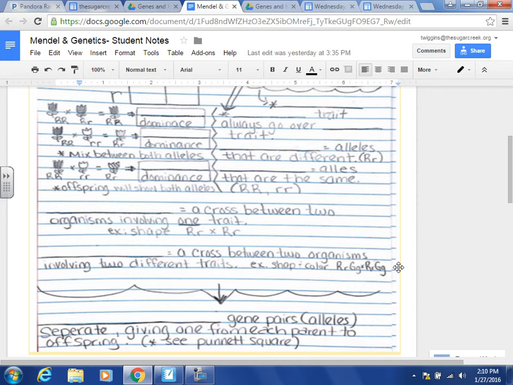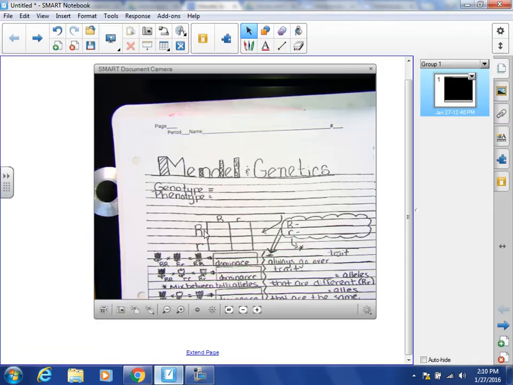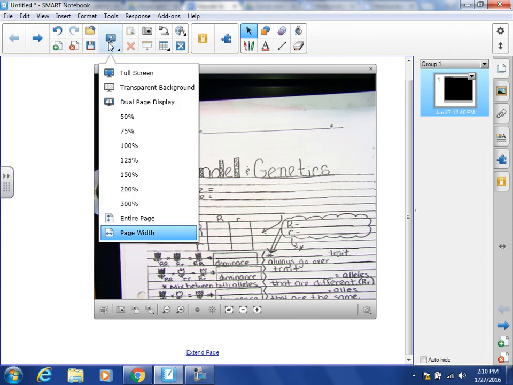All right, then go ahead and flip your papers over. That is the law of segregation.